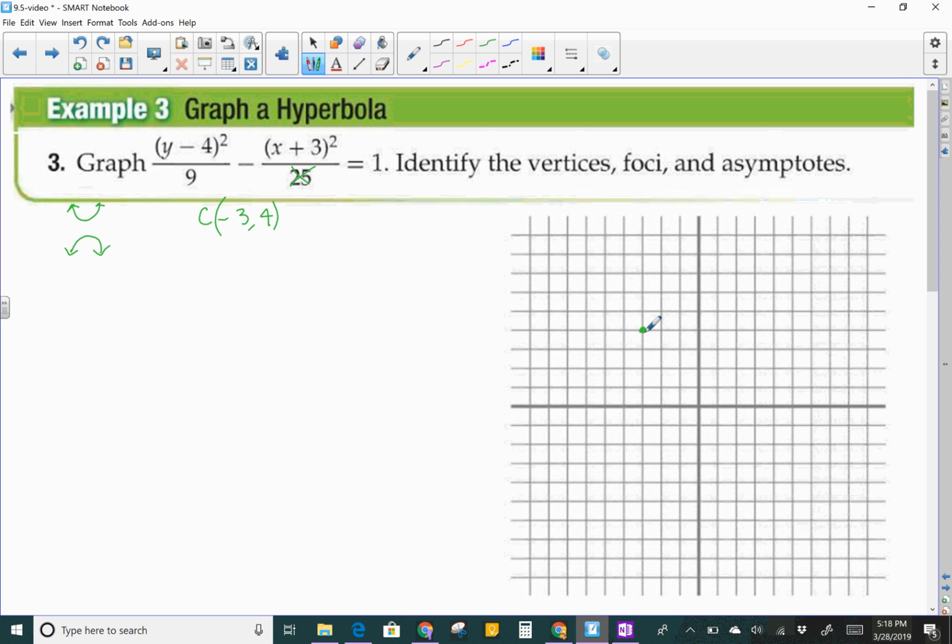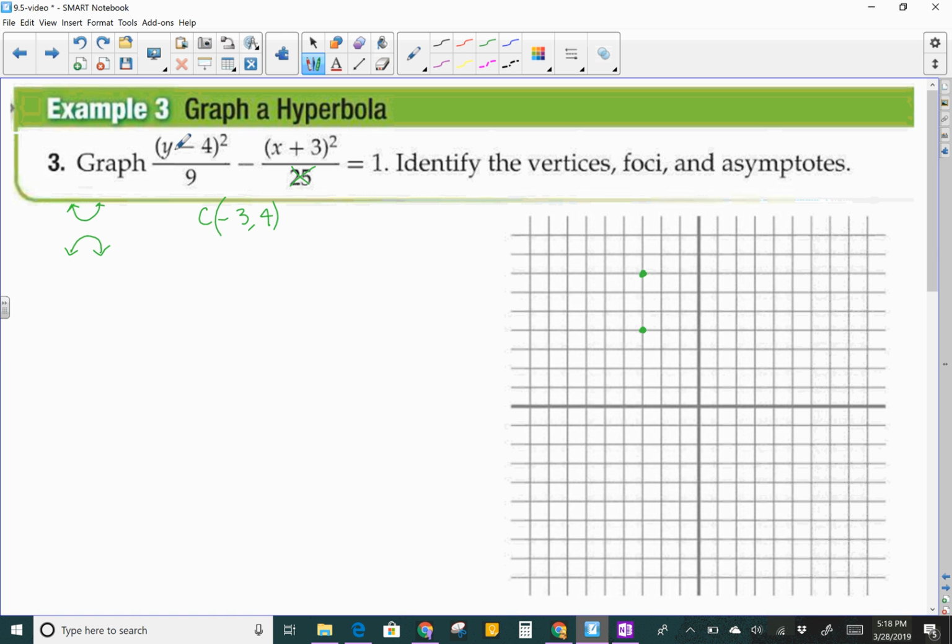I'm going to go left and right 3. 1, 2, 3. How far am I going to go up and down? 5. 1, 2, 3, 4, 5. I'm putting an x. Putting another x, because I know, LOL, I did that wrong. So you've probably been yelling at me for the last 5 minutes. I'm supposed to be going up and down 3. 1, 2, 3. How did I know that?